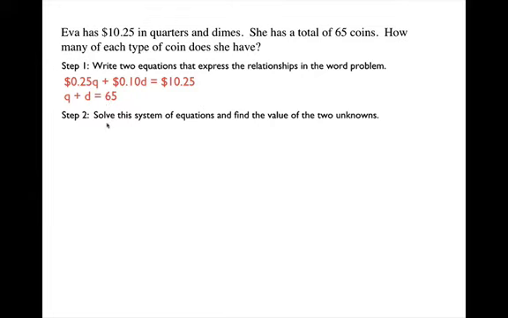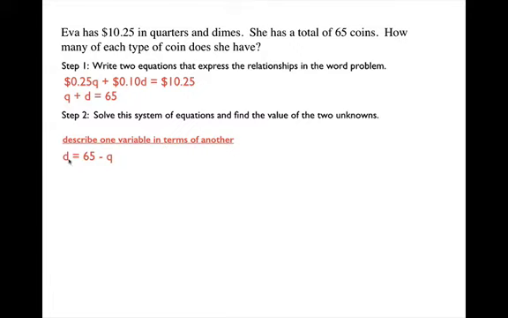Now, I'm going to solve the system of equations and find the value of the two unknowns. I have two methods available to me, substitution and elimination. The first method I'm going to use is substitution. So I'm going to take this first equation and solve it for d. This way I'm going to describe one variable in terms of another.